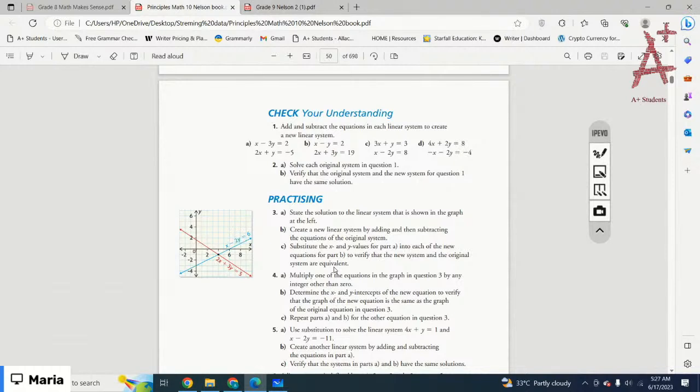Let's start with question number 3. State the solution to the linear system that is shown in the graph to the left. Create a new linear system by adding and then subtracting the equations of the original one.